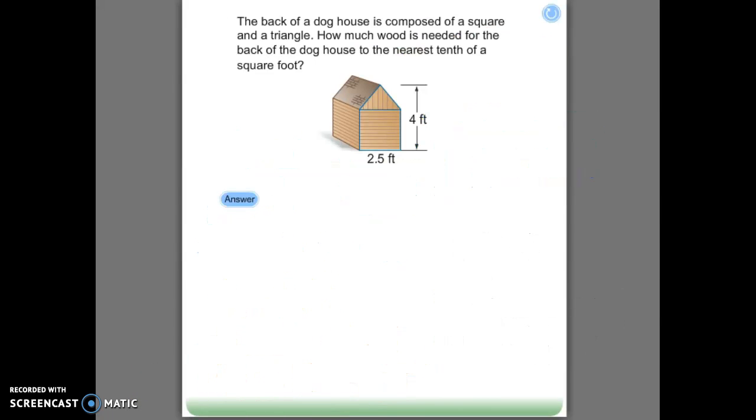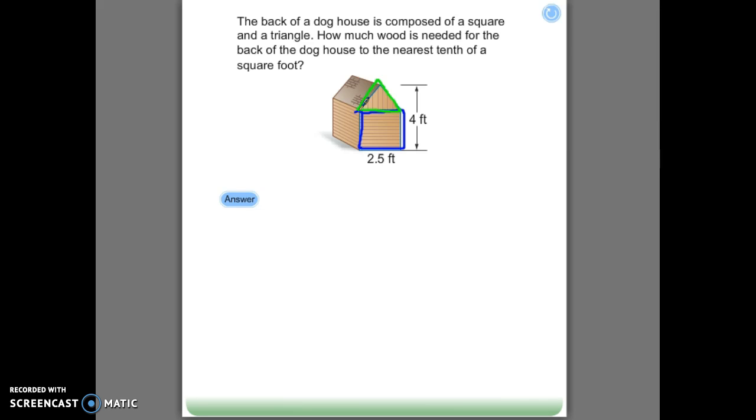All right, I'm going to do one more example for us. So this one, the back of a doghouse, is composed of a square and a triangle. You can see our square is down here in blue, and our triangle will be our green. We need to figure out how much wood is needed for the back of the doghouse to the nearest 1/10 of a square foot. So again, it's a composite shape, so we're going to find the individual areas of each figure and then add them together.